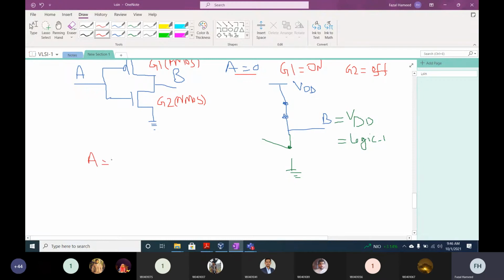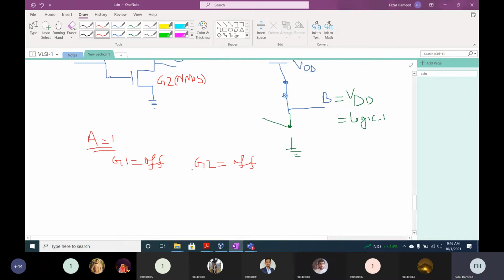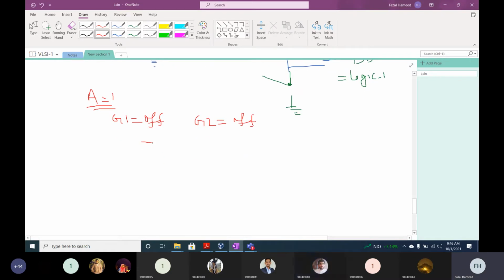What will happen in this scenario? G1 will be off and G2 will be on. In this case, the VDD will be isolated, and the output B is connected to what? Ground, and B is equal to logic 0, or ground.